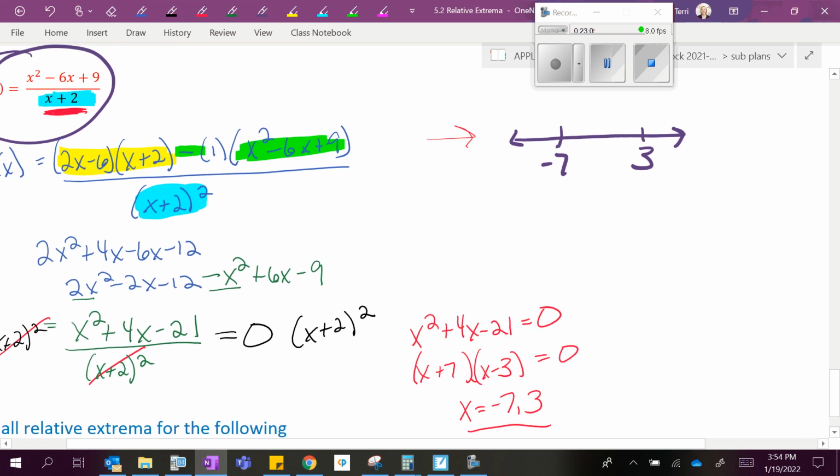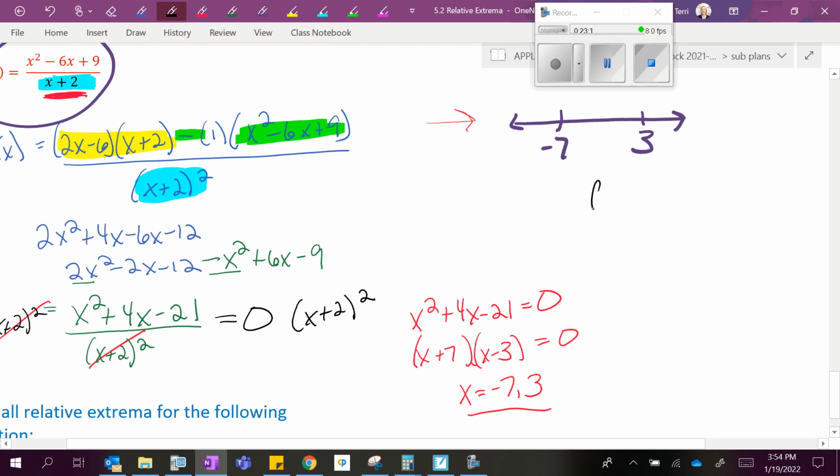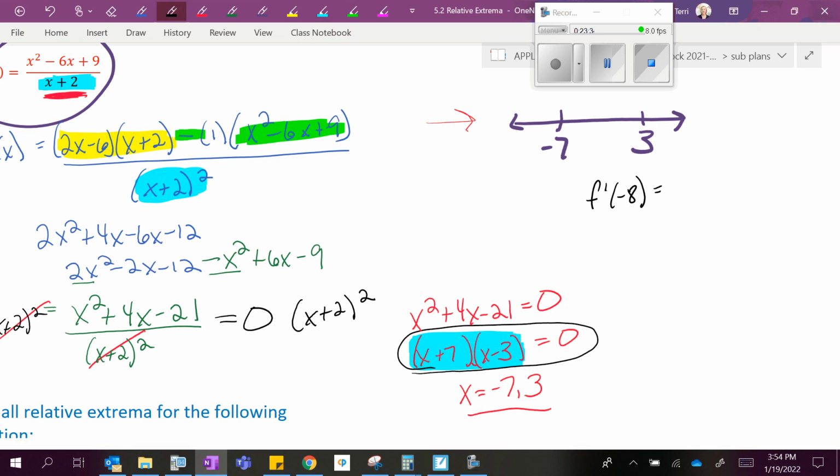So if I choose values to plug in, say I choose negative 8, and I can plug it into my factored form down here. I don't have to worry about the denominator because the denominator will always be positive because it's squared. Again, I can talk about that more next week. But just know for now, if I plug my values into that numerator, that'll tell me positive and negative. So if I plug in negative 8 down there, I get a negative 1 and a negative 11. So I am increasing on that interval.